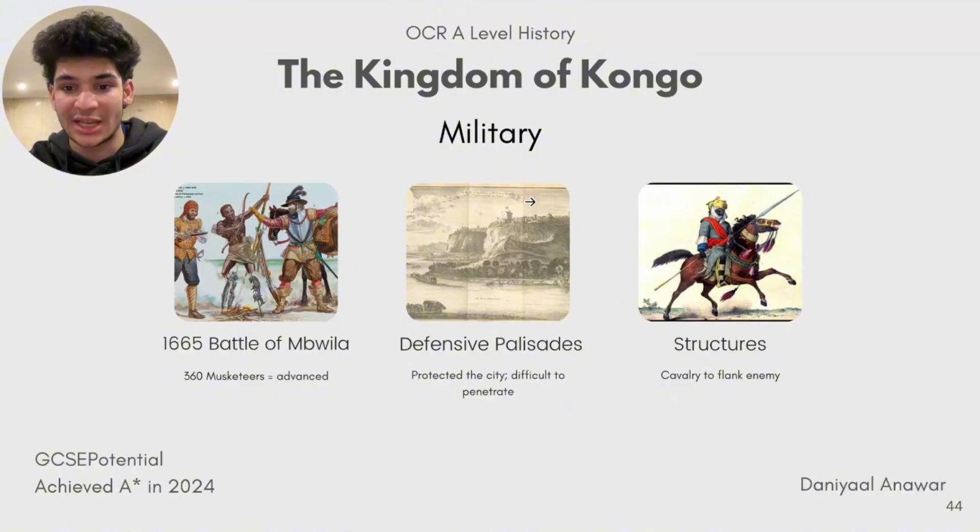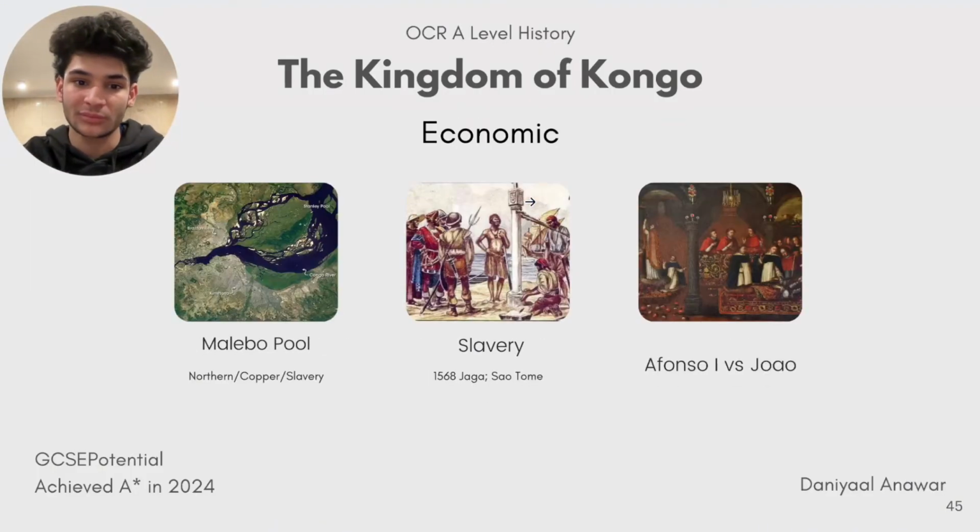One of the cool things that they did was they had a cavalry to flank the enemy, and they went on horses, presumably horses which they kind of received from Arabia. And as a result, since they could use the cavalry to flank enemies, they were quite successful in warfare and battle. So those were the first 3 points for military.